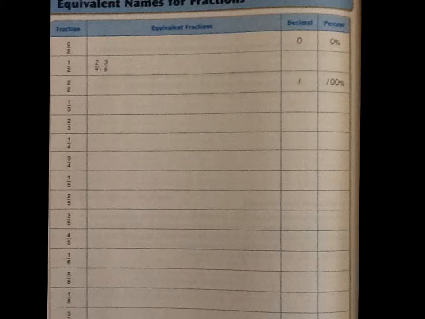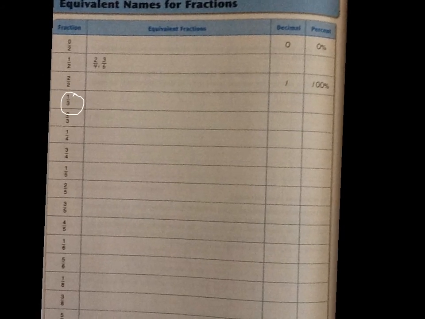Now turn to page 342 in your math journal. Let's take a look at 1/3. And I would like you to use the equivalent fraction rule, so multiplying the numerator and denominator by the same number, to come up with 5 fractions that are equivalent to 1/3. Go ahead and do that now.